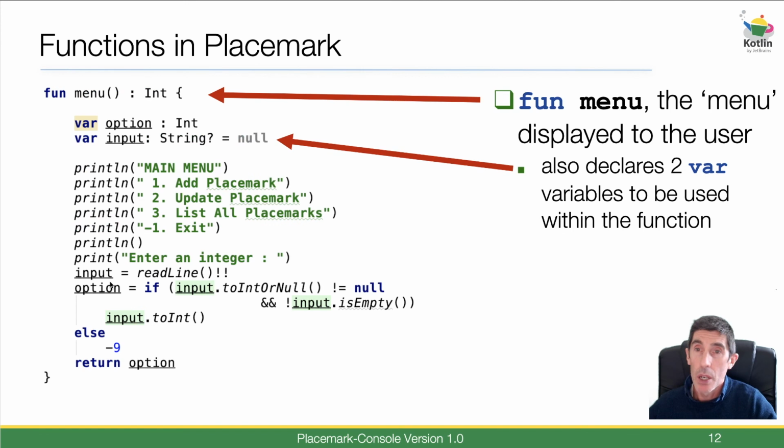On top of that, we have our function menu, and this is the menu displayed to the user, and we're also declaring 2 var variables which will be used within the function itself. We have our var option to keep track of which option the user has selected, and we have our input, to actually read in the input from the user. So here we are declaring our var option of type Int, which is going to be that number. It's going to be 1, 2, 3 or a -1 or whatever.